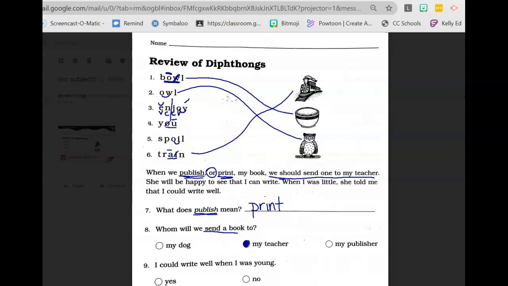Next, I could write well when I was young. So let's look for young. That might be a good clue word. So let's see. Oh, I don't see that. Let's think about another word for young. I see little. When I was little. That goes along with when I was young. She told me I could write well. So that would be a yes.